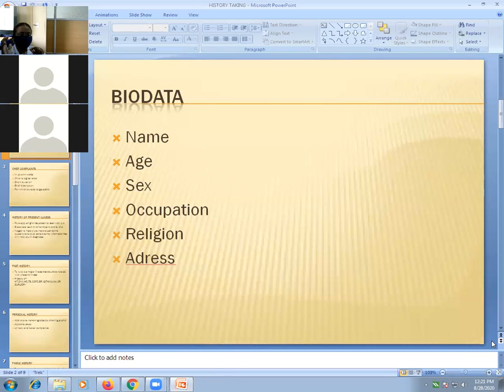Significance of age, significance of sex, significance of occupation, because many diseases are related to occupation. Religion: some diseases are common in Hindus, some in Muslims, some in Christians, like that. Then the significance of address, because some diseases are endemic in some areas. So that is the importance of asking address. For epidemic and endemic purposes, some diseases are common in particular areas, or an epidemic occurs in some area. So biodata, each one has its own significance.